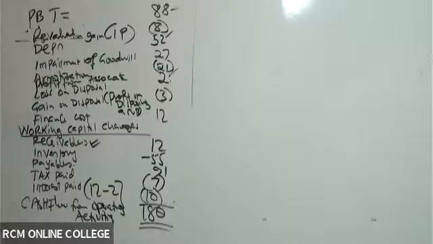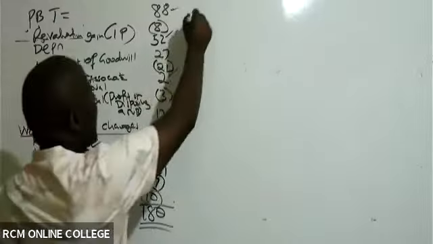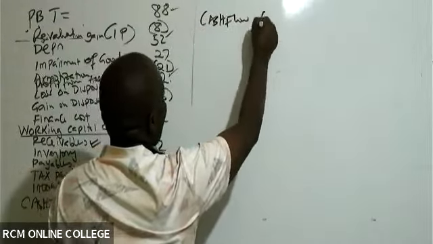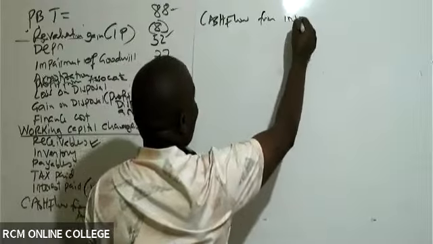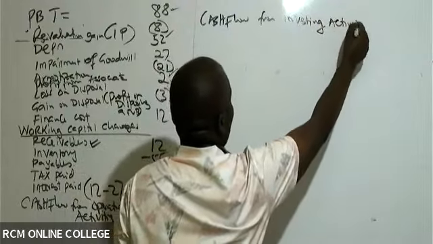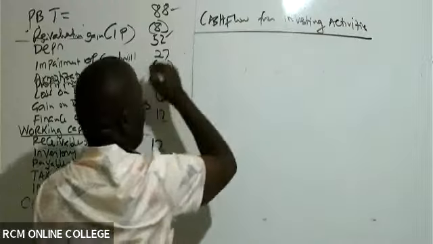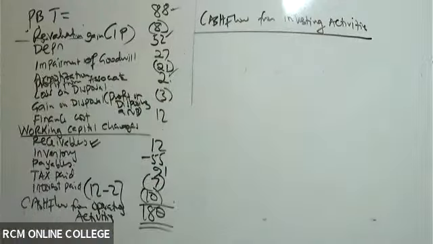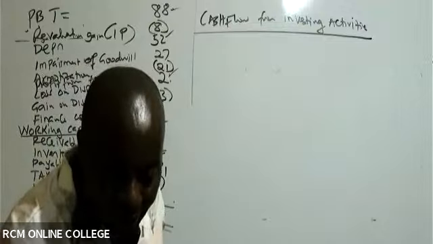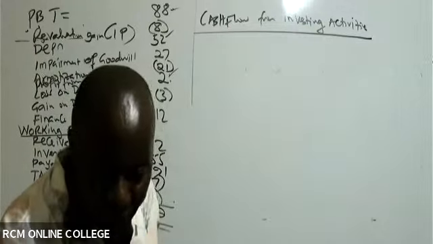180. And then now we can go to investing activities. So we have here cash flow from investing activities. From investing activities, cash flow from investing activities. Please, okay. Sorry, let me just read this.